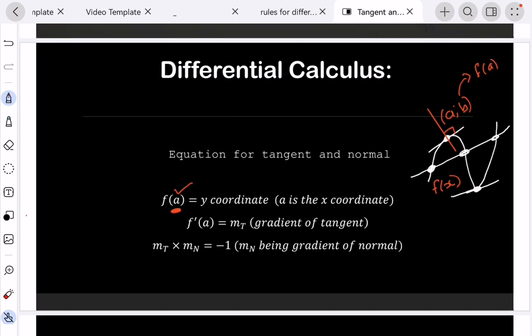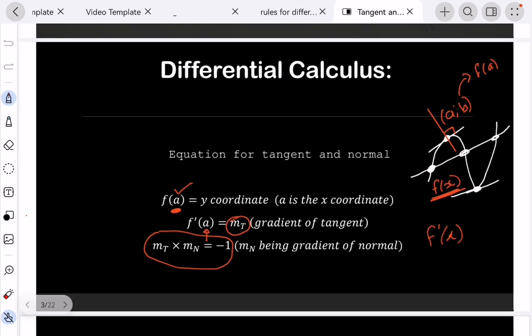But now, how do I get the gradient of the tangent? I have to differentiate the curve, my equation. After differentiating it, I get f prime of x. Then if I substitute the value of x at that point, the answer I'll get is the gradient. Then now I have the gradient of the tangent. How do I get the gradient of the normal? I use the formula m1 times m2 equals -1 for perpendicular lines. Then from there, I can calculate my equation.